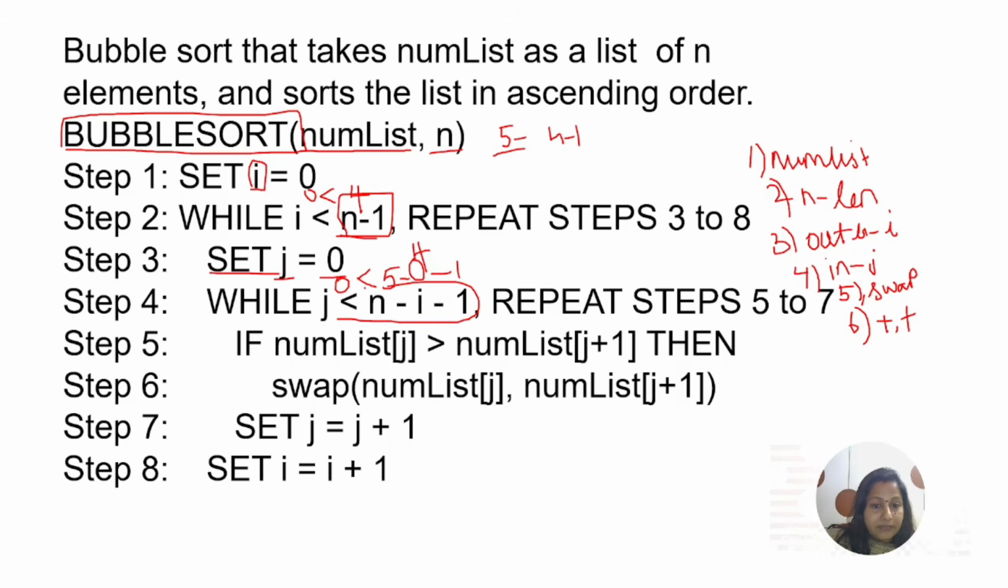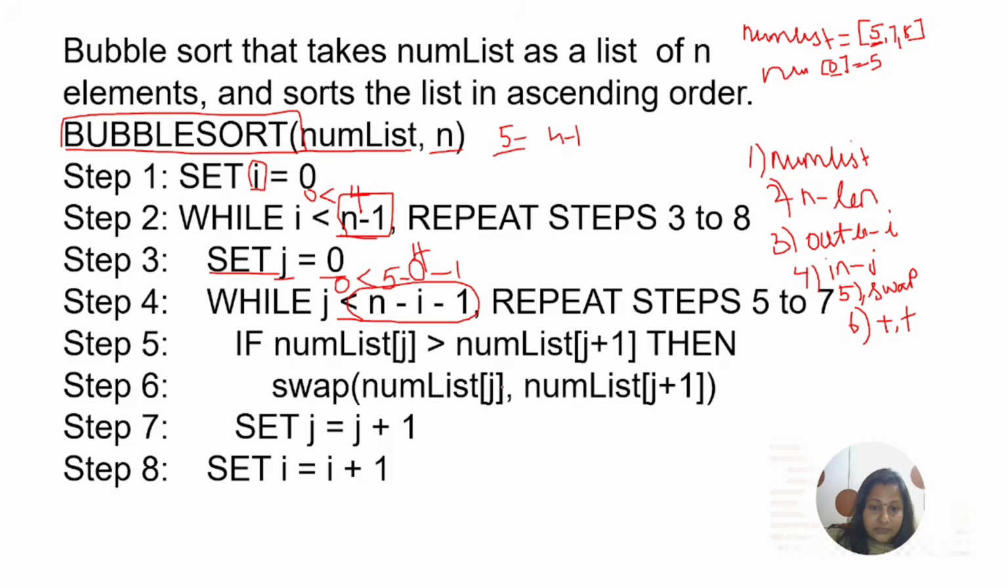Why I am giving this statement, I will explain to you with the example. Then if it is true, you have to repeat step 5 to 7. What is the step 5? You are doing the comparison now. Num list of j. What is the num list of j here? I hope everyone remembers when you are creating the list. The list is num list, the name of the list. I am creating here 5, 7, 8. If I want to access the first element, how can you access? By using the index number, right? So num list of 0, it will give what? 5 as the answer.